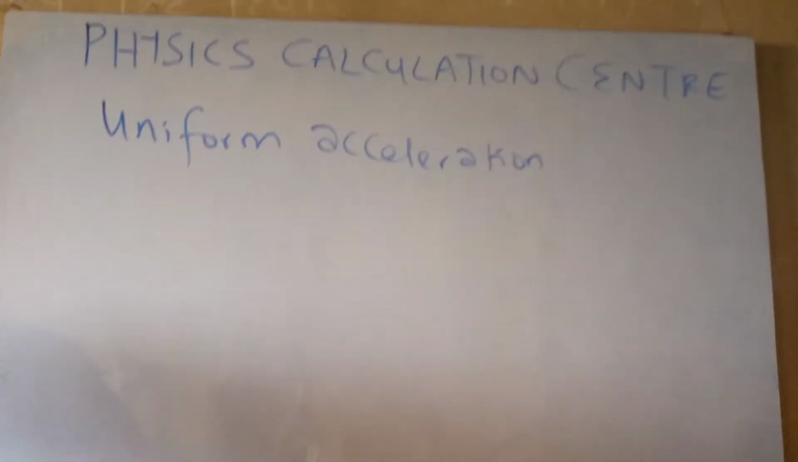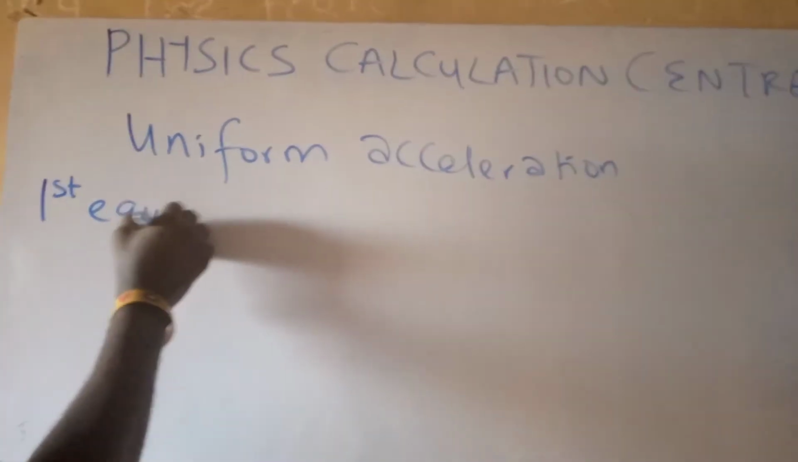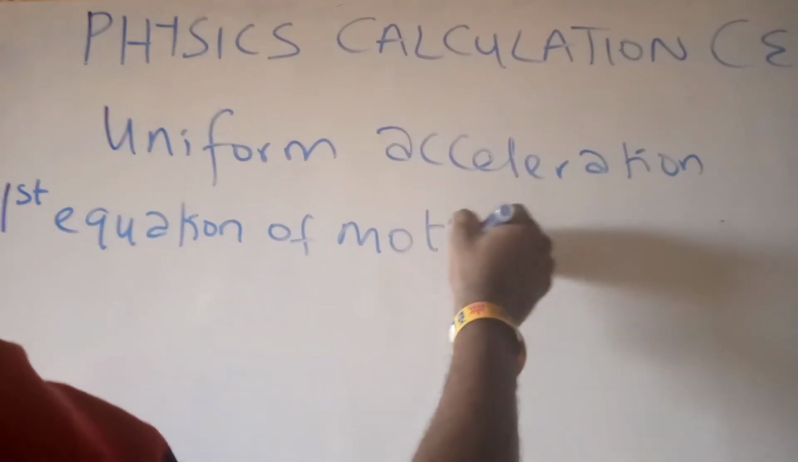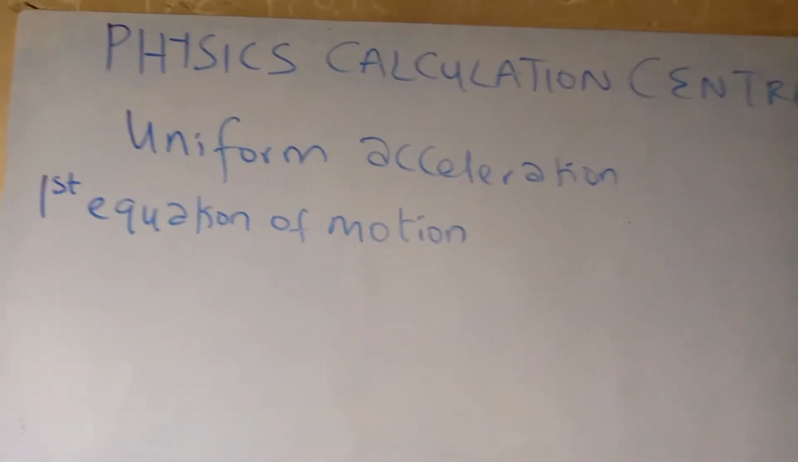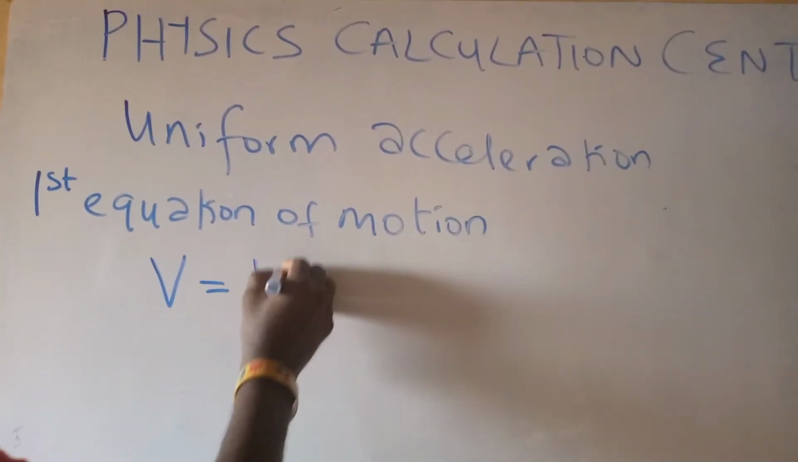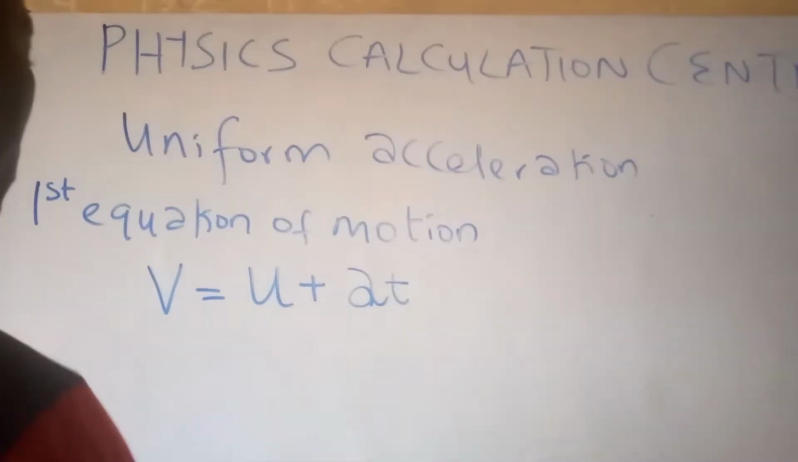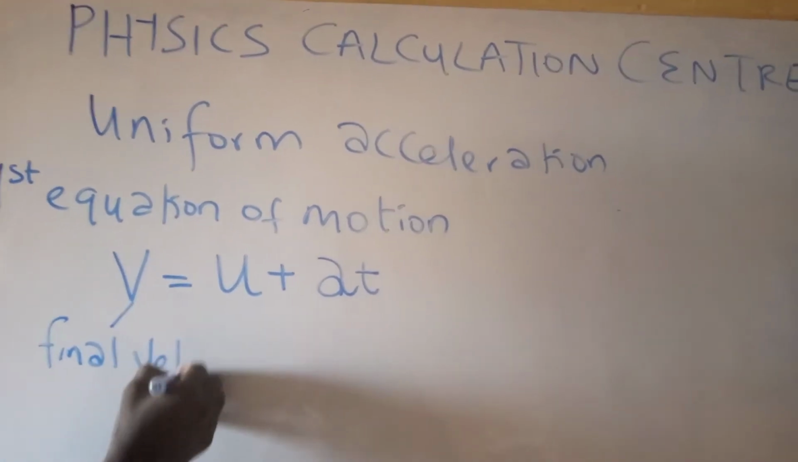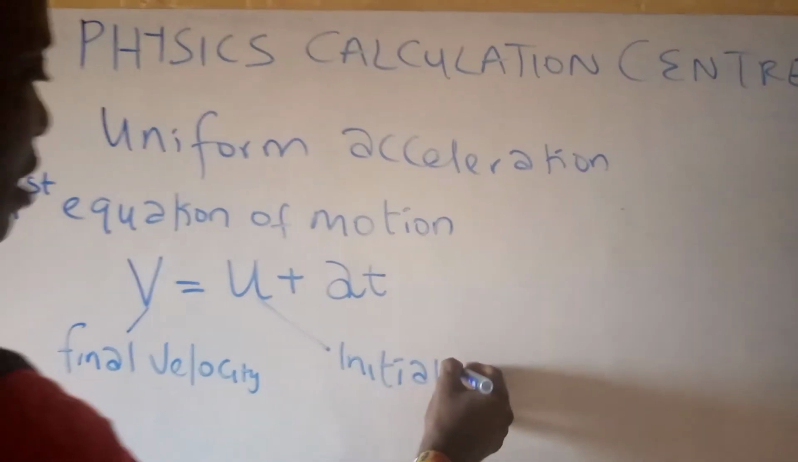And the first equation of motion says, if you need to calculate uniform acceleration, you need to understand the equation of motion. If you understand the equation of motion, then it will be easy for you. We have velocity, the big V, equals the small u, plus at. This V is the final velocity. This u is the initial velocity.